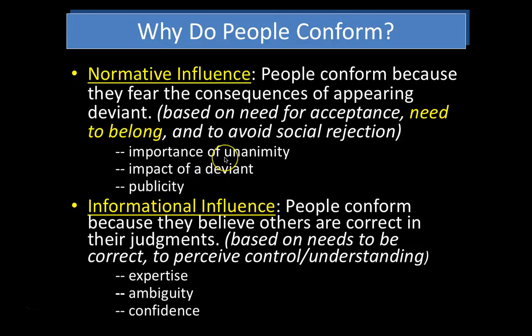All you need is a little bit of social support for not going along, and you don't go along. That's understood most readily in terms of normative influence, conforming because you fear the consequence of appearing deviant. But if there's another deviant, you've got some social support.